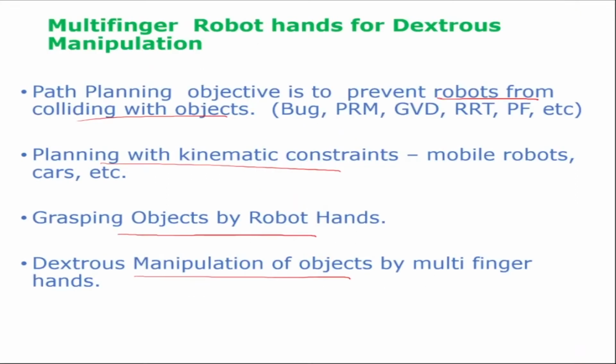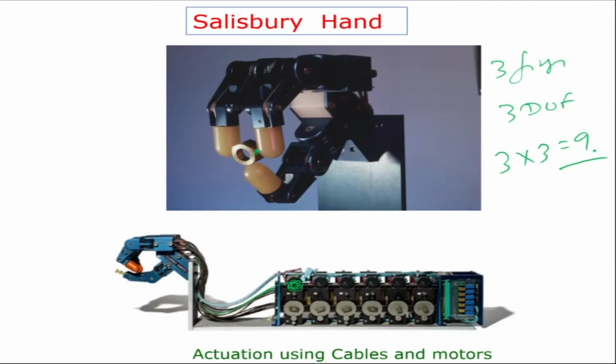Now, we had seen that multi-finger robot hands are basically used for dexterous manipulation. That means when you're catching an object and rotating or manipulating it, you're imparting a particular trajectory. You're expecting that the grasped object is going to follow a particular path. We saw that there are different kinds of robot hands.